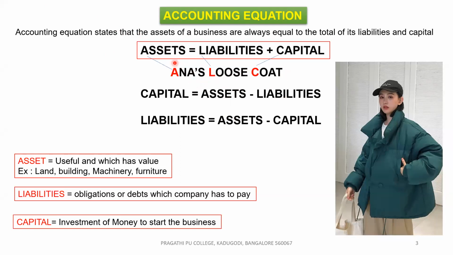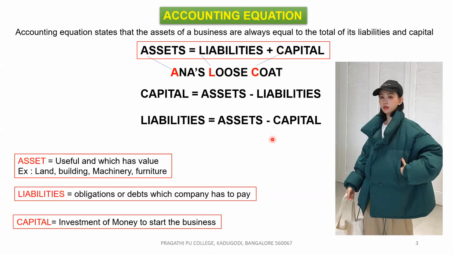So remember the accounting equation. A very easy method to remember it is Anna's loose coat. You're seeing, right? The first letter, A, stands for assets. Loose, the starting letter L, shows liabilities. The third word is coat, and C stands for capital. So A stands for assets, L stands for liabilities, C stands for capital.